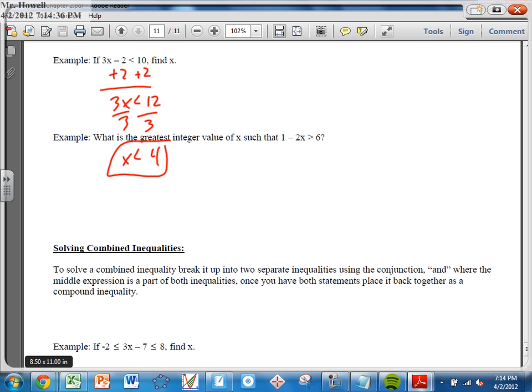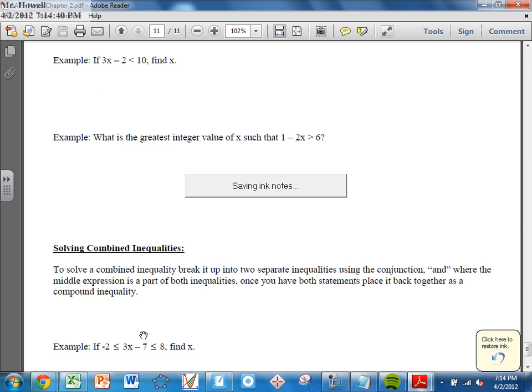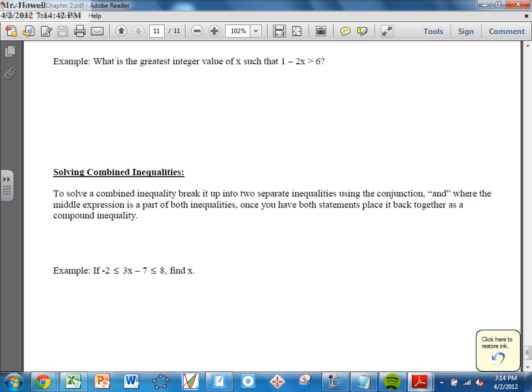Let's look at the next example, really, because this is the one that the SAT will ask. What is the greatest integer value of x such that 1 minus 2x is greater than 6? What is the greatest integer value? So let's start by solving.